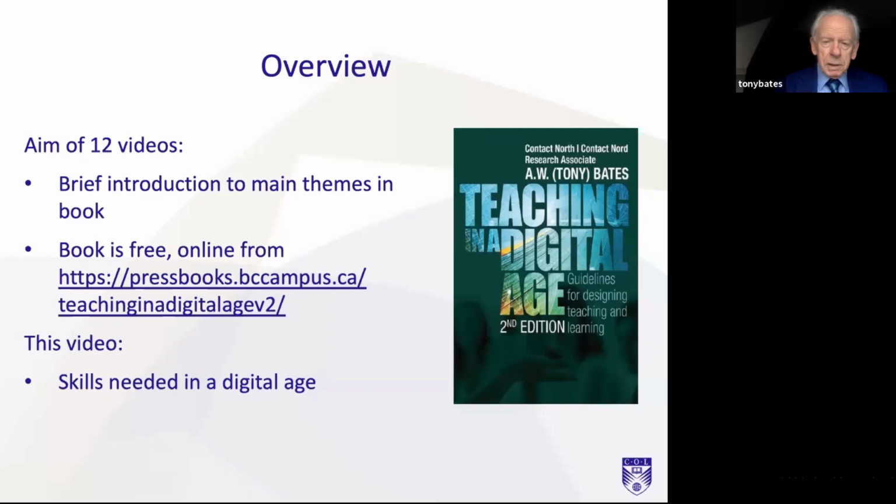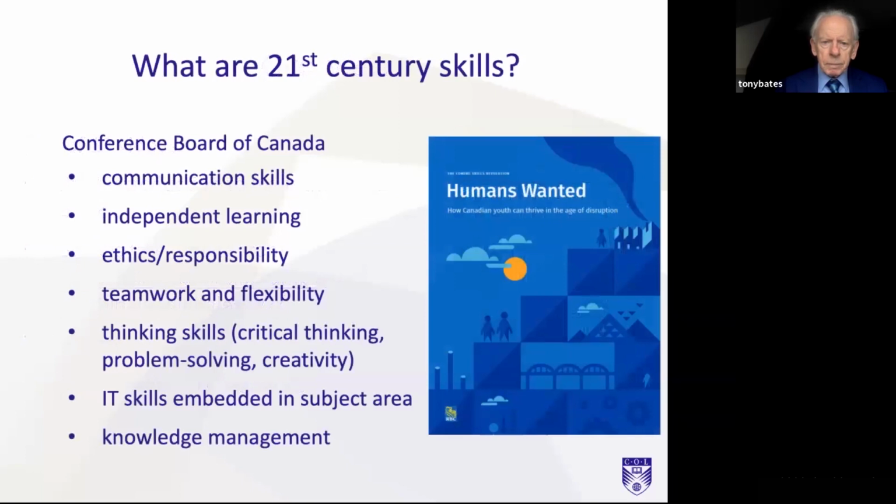It's also at the beginning of the book, because I believe that teaching in the 21st century has to make sure that our students leave with the knowledge and skills that they're going to need. And I'm going to be arguing that that needs a change of teaching approach for many instructors from what we've done in what I would call an industrial age. What are 21st century skills?